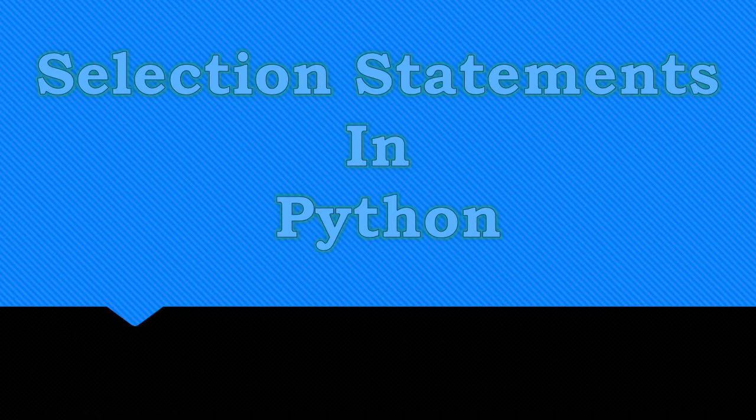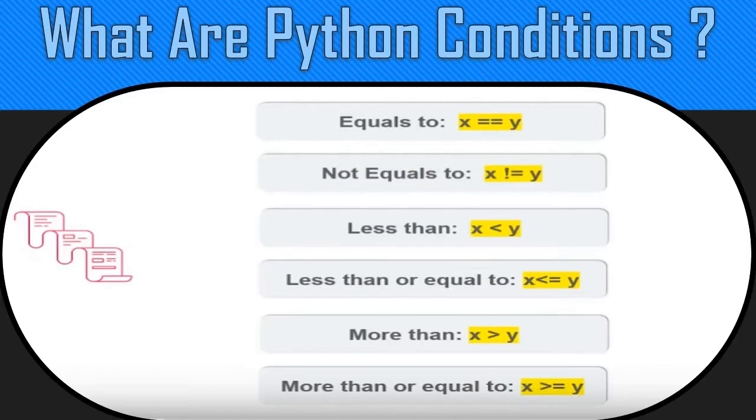So first of all, if else statements in Python are also known as selection statements in Python. So now let's see what are Python conditions. First condition we have is equals to. This states that x is equal to y. We always use the double equals operator for equals to conditions. Then we have not equals to. Not equals to states that x is not equal to y. For this we use the not sign and equal sign together.